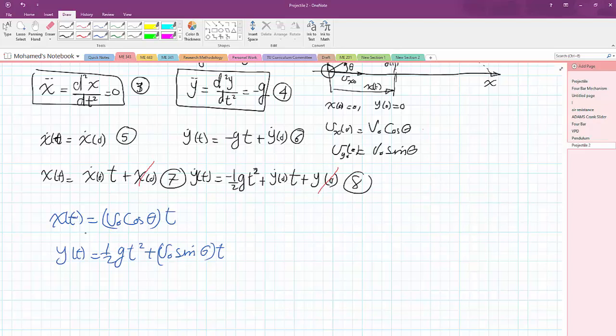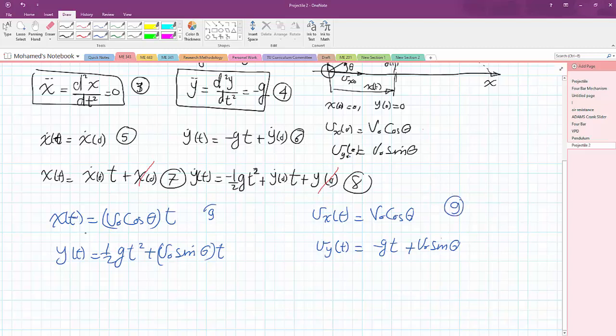How about the velocity? As you can see, the velocity in the x direction, vx of t, this equation will be v naught cosine theta, and as you can see, it's constant. How about for the y direction, vy of t is equal to what? This equation. So it will be minus gt plus v naught sine theta. I am going to assume this is equation number 9, 10, and this is equation number 11 and 12.